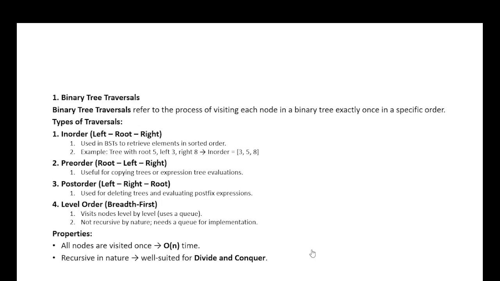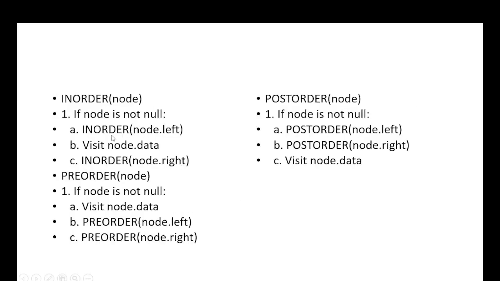Here the complexity of this traversal is O(n), and it is recursive in nature, so it is well suited for divide and conquer. For in-order, I first process the left subtree completely in order, process the root node, and then process the right subtree in order again. Similarly, for pre-order, I visit the root node first, process the left subtree in pre-order, and process the right subtree in pre-order. Similarly, for post-order, process the left subtree in post-order, process the right subtree in post-order, and then visit the root.